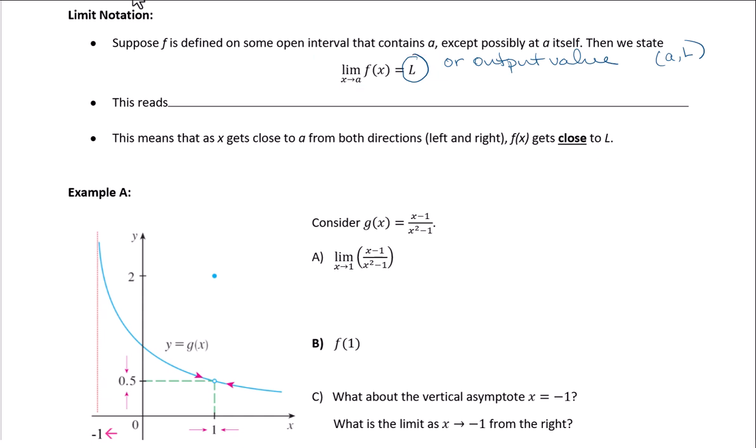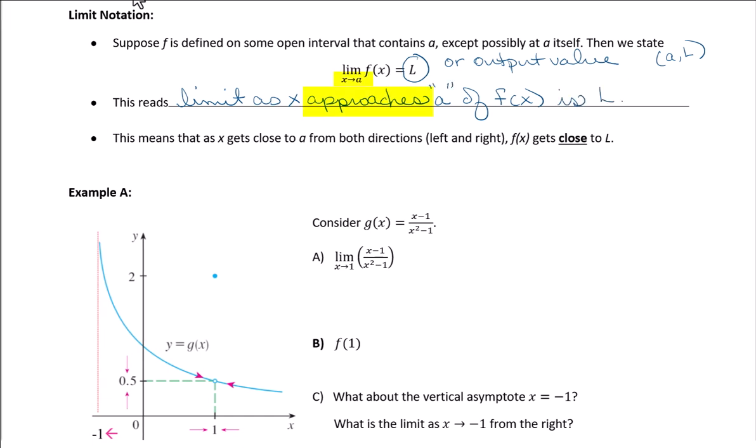Now this notation reads, the limit as x approaches a of f of x is L. You may want to put a in quotes. And notice that that arrow is what is representing the word approaches. Notice they did not say equal.